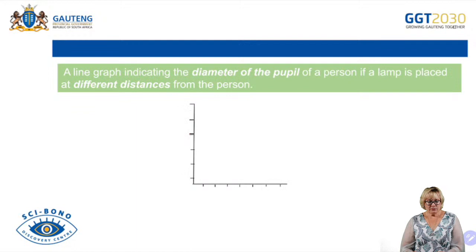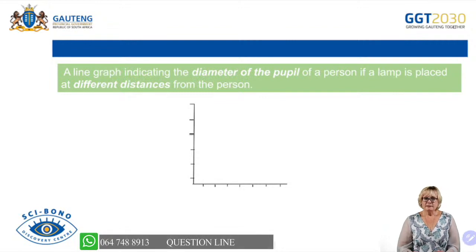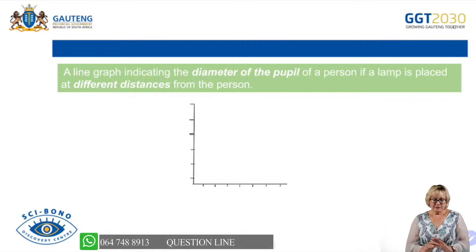A line graph indicating the diameter of the pupil of a person if a lamp is placed at different distances from the person. All right, so we've put the caption. We know it's there. We're going to get 2 marks. Because why? We have included both variables. Now we have drawn our axes.